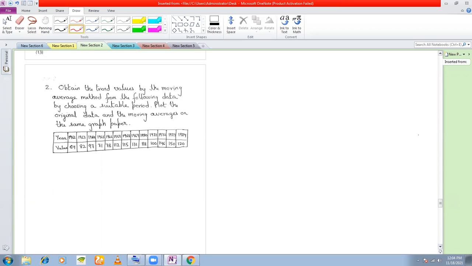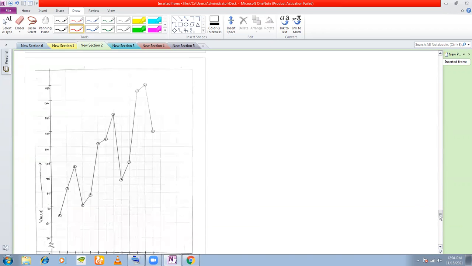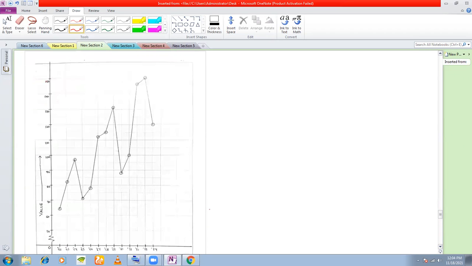What kind of moving average you have to take, whether 3-year, 4-year, or 5-year, is not given. So in order to decide the best moving average to choose, you will first plot these values on a graph paper and you see the bold lines. Now you see that this graph has 3 crests. Crest means the highest point. You have a crest here, here, and here.